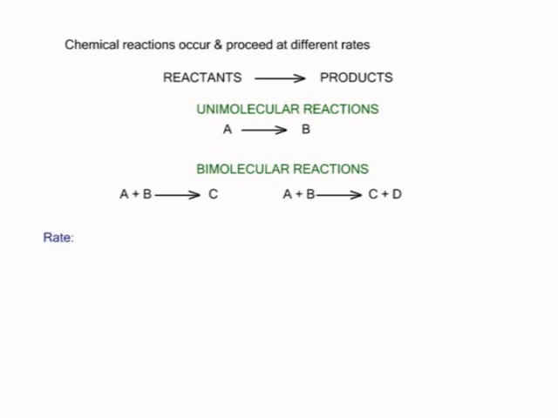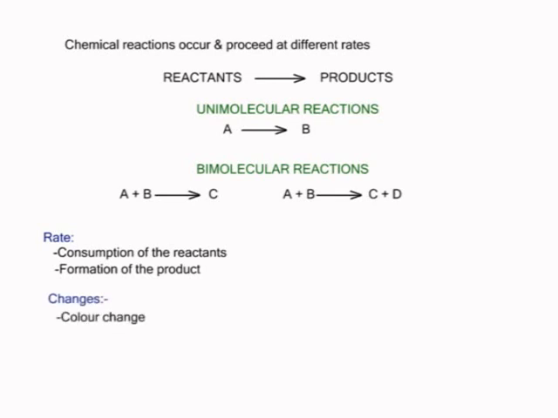Now, the rate of a reaction can be measured by the rate of disappearance or consumption of the reactants, or by measuring the rate of formation of the product. These changes may be seen either as change in color or measuring the volume of a gas produced at certain time intervals. But basically, the bottom line is that the property to be measured should vary with time while the others remain constant.